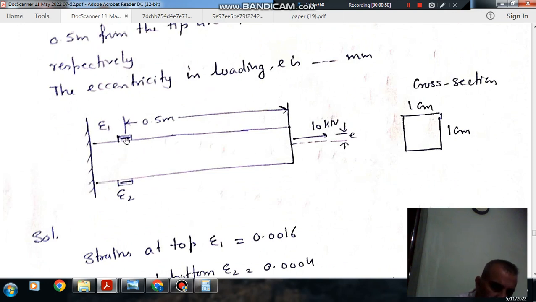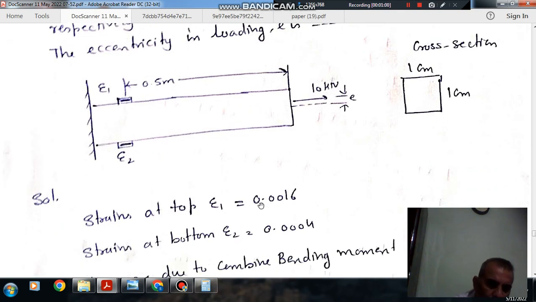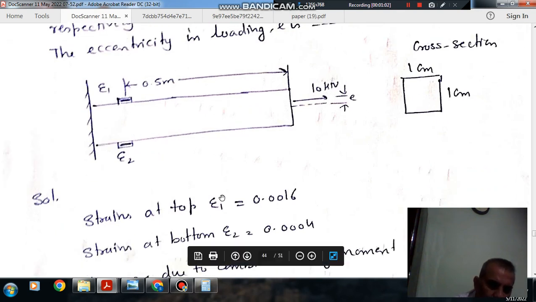Okay, so this is the figure. Here the strain is epsilon 1, here the strain is epsilon 2, 0.5 meter and 10 kilonewton, and this is E. This is 1 centimeter by 1 centimeter cross section area. Now it is given that the strain at top, epsilon 1, is 0.0016 and epsilon 2, the strain at bottom, is 0.0004.